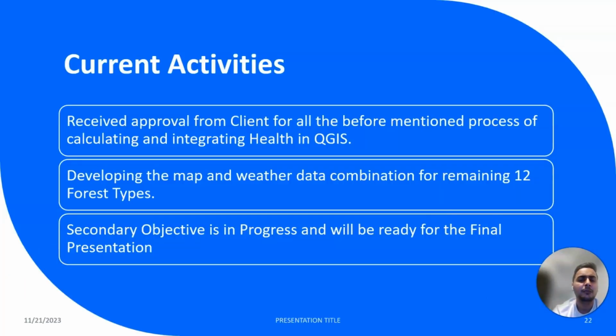We have received an approval from the client for all the before mentioned processes of calculating and integrating health in QGIS. We are also developing the map and weather data combinations for all the remaining 12 forest types. In addition to this, the secondary objective will be completed by the final presentation, and we will be showing that in the final presentation itself.